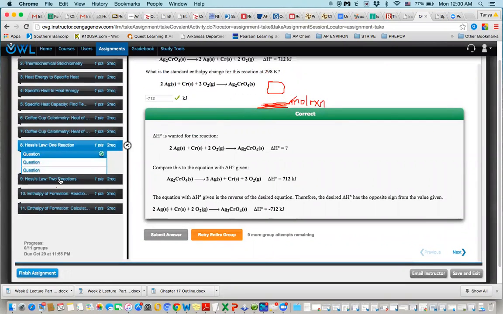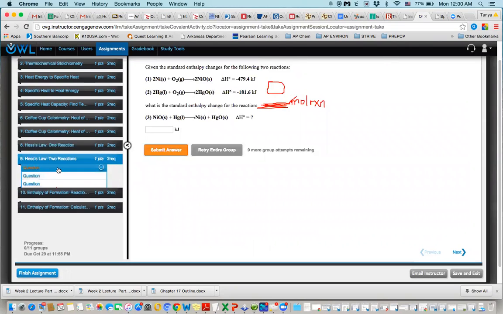Okay, let's look at Hess's law with two reactions. Whenever you have two reactions and you end up with an overall reaction, all you have to do is add your reactions together to get that overall reaction. But whatever you do to one of the reactions, you have to do to delta H. So, for instance, if you have to flip a reaction, you would change the sign. If you multiply the reaction, say, by some variable, then you would multiply delta H by that same variable.